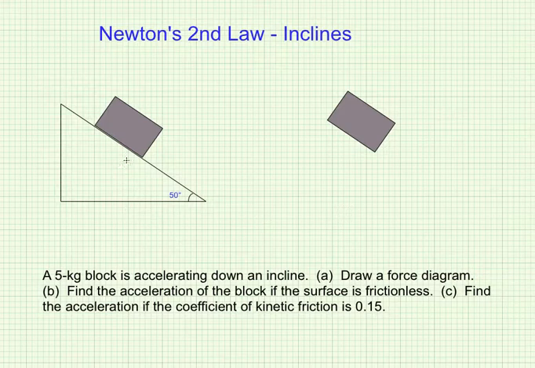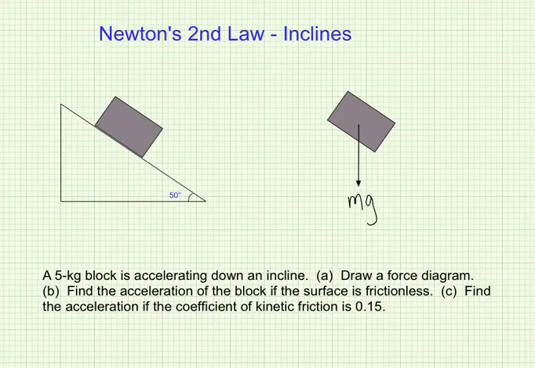In this case, we have a 5 kilogram block. It's accelerating down an incline. And the first thing we want to do is draw a force diagram. Now this force diagram is hugely important. First things first, we know all objects on Earth are going to have a weight. So we're going to have mg. That's going to be the first one that we have.